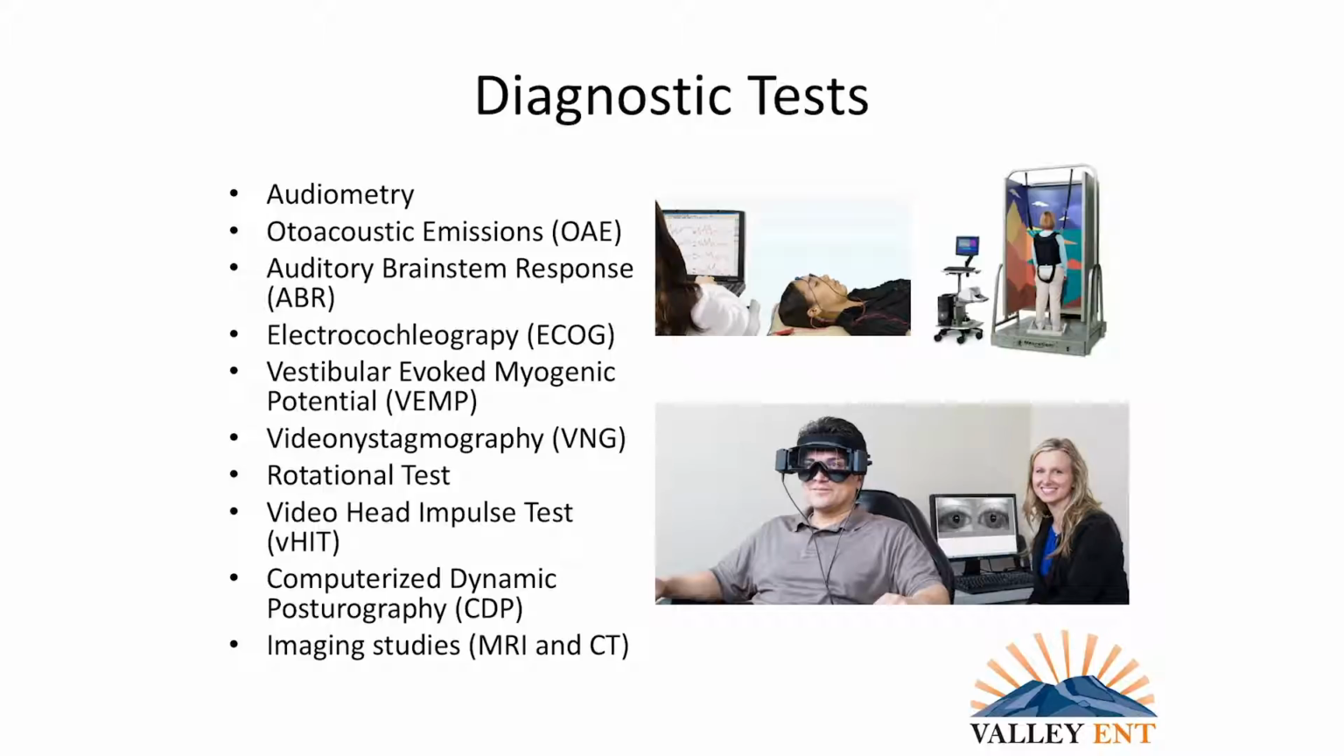The second part is the positionals. That's primarily looking for BPPV, benign paroxysmal positional vertigo. And the last part is the caloric irrigations. That's where the inner ear is irrigated or introduced to warm and then cool air. That air excites the vestibular system and actually produces nystagmus.